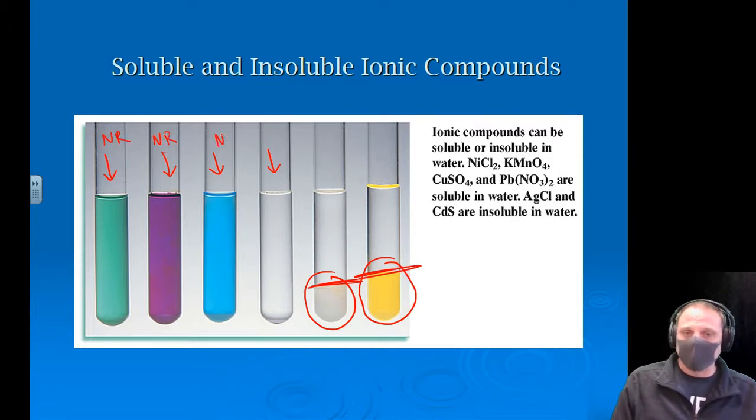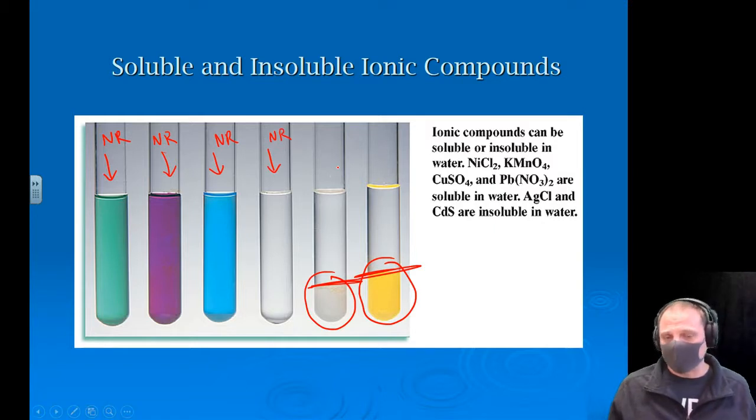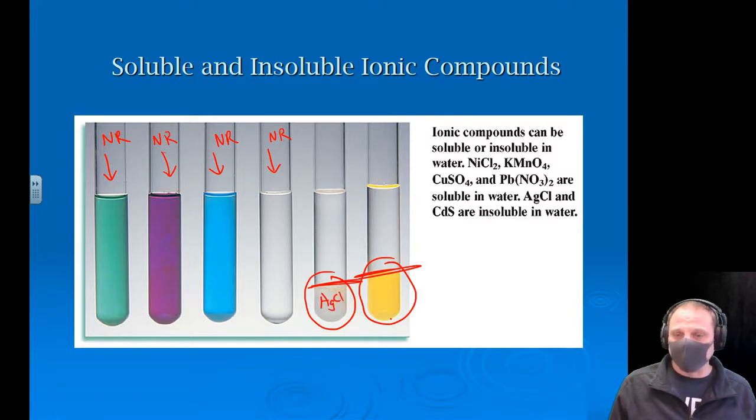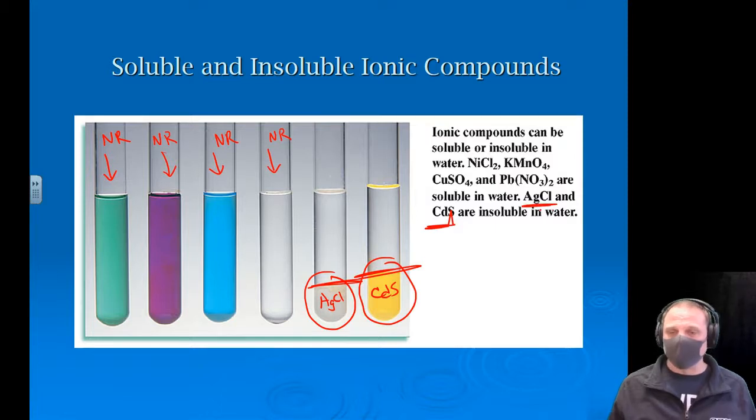If these are the byproducts, we would say, hey, no reaction, because we can't see a visible precipitate at the bottom. But in these two, we do have a reaction, and we have some aluminum chloride here, silver chloride here, and some cadmium sulfide here. That's what these two things are. They're saying that those are the insoluble products when you put them in water.